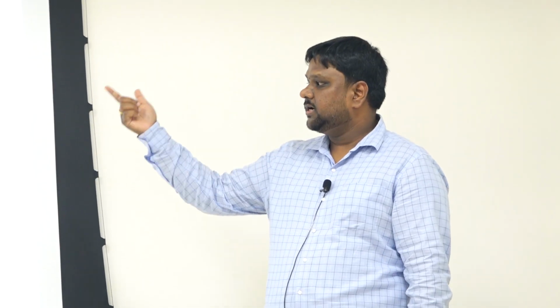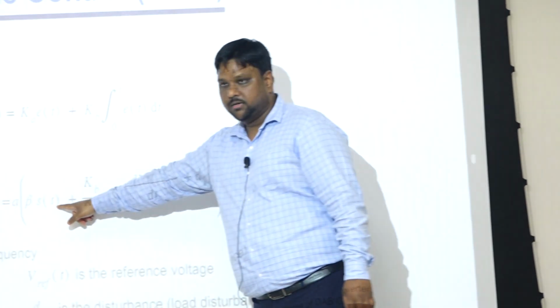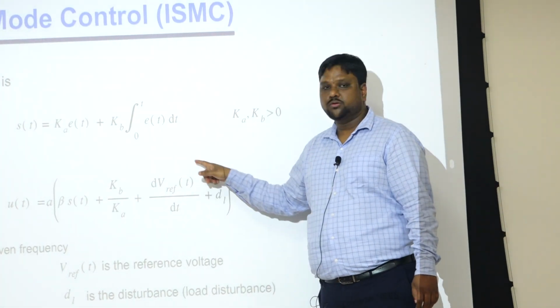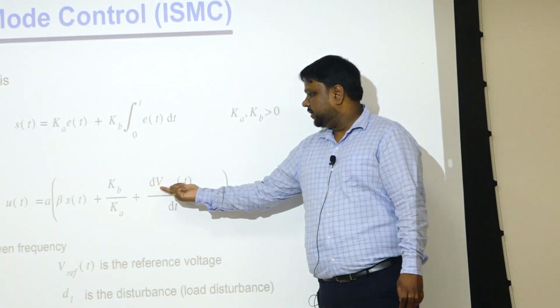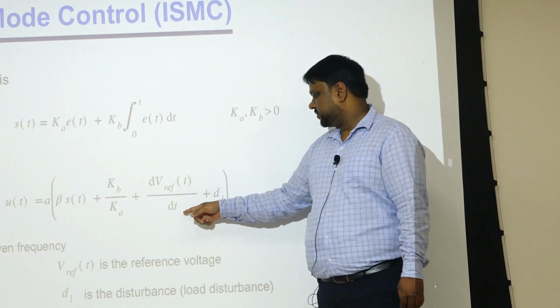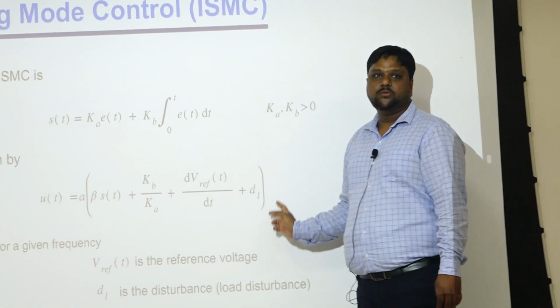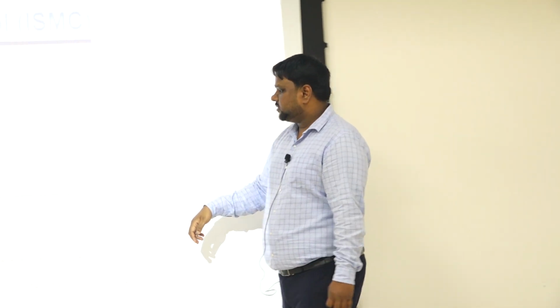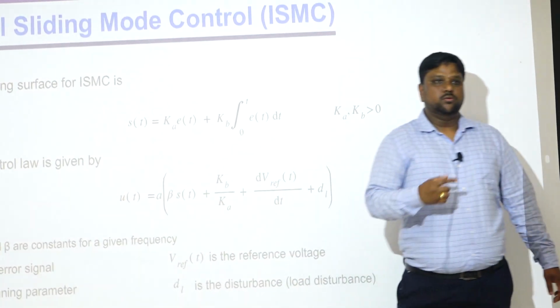For a PI controller, my u of t is Kp plus Ki by S. Now, for this ISMC, integral sliding mode control, you can see this S of t is used here, and you have some other gains. Let us say I am controlling the output voltage, so I am also taking the reference voltage first derivative, and this is some kind of disturbance term if you want to add to your controller.